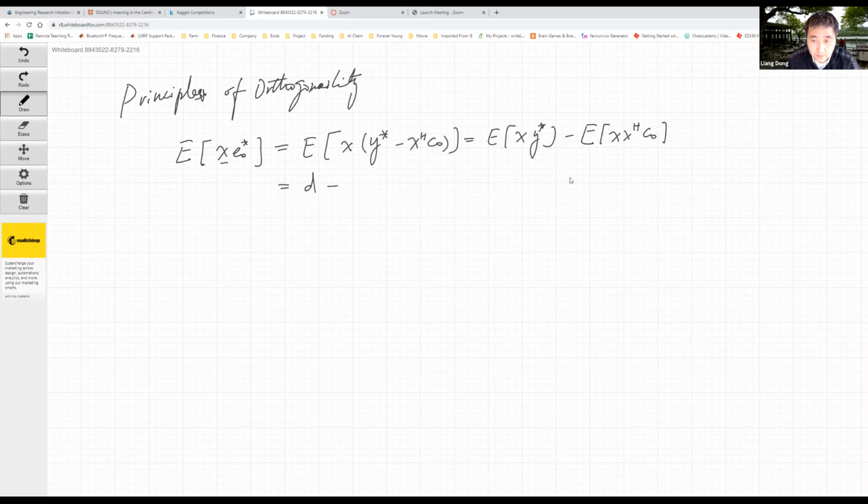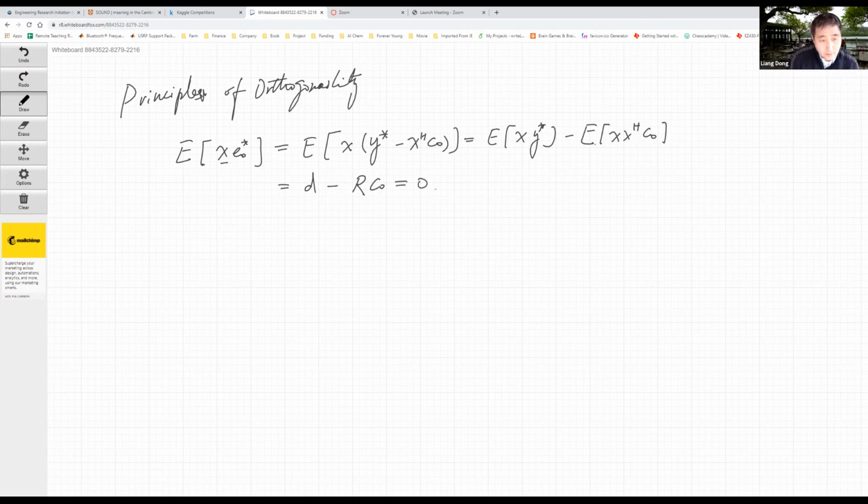What about the second part? Well, E of x x Hermitian is the covariance matrix. That's R times C0. C0 is a constant, so we can bring that out of the expectation. And because C0 is your best solution, that's the minimum mean square error solution, therefore it satisfies the normal equation, and we get this equal to 0.